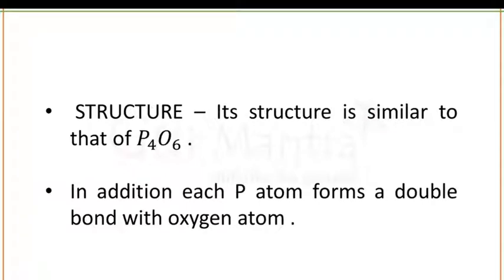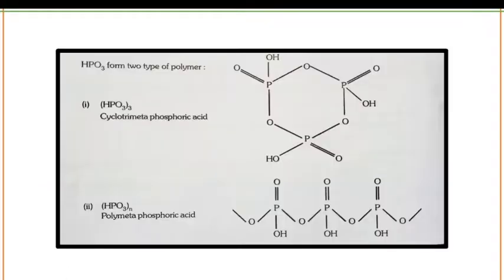Now about the structure of pentoxide. Phosphorus pentoxide crystallizes in at least 4 forms or polymorphs. The most familiar is the metastable form, and its structure is similar to that of P4O6. In addition, each phosphorus atom forms a double bond with an oxygen atom. Only this difference came, the phosphorus atom will form a double bond with an oxygen atom. So this was all about phosphorus pentoxide.